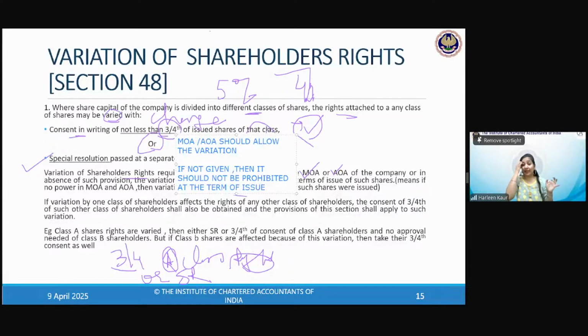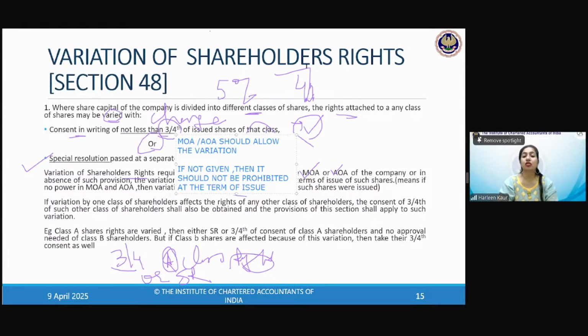Now, I issued A class equity shares, and on the letter of allotment at the time of issue, I wrote that your rights will not be changed. Can you do the variation? Tell me. No, ma'am. We have already written that you cannot do the variation. How can you do the variation? So that means we have prohibited. So such kind of prohibition should not be existing. If nothing is mentioned, then yes, absolutely, Anubhav. Nothing is mentioned means it's not prohibited.